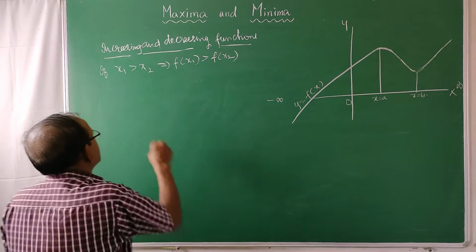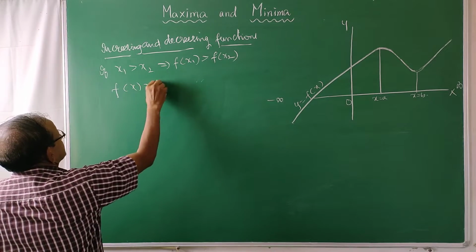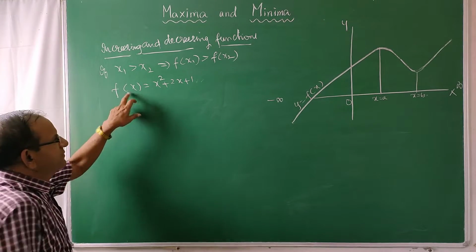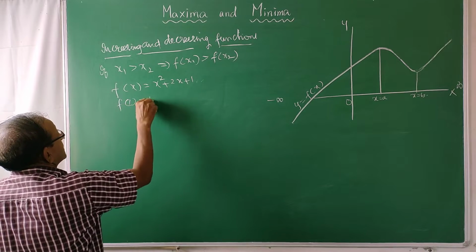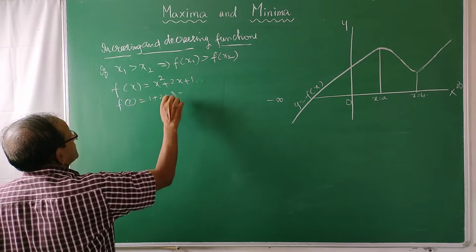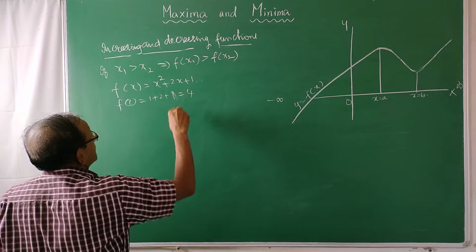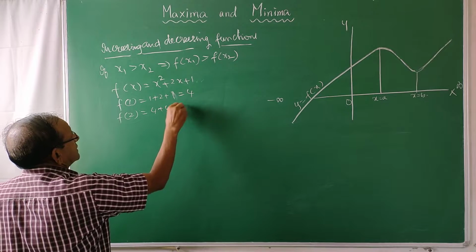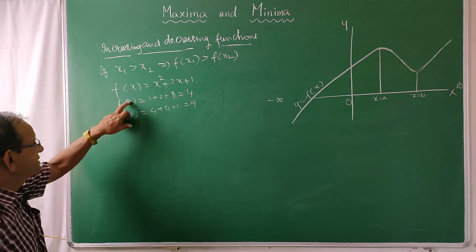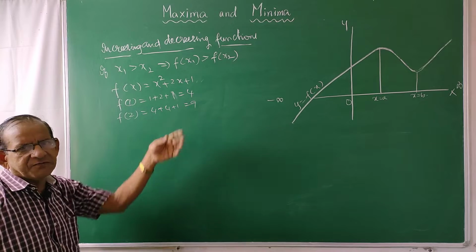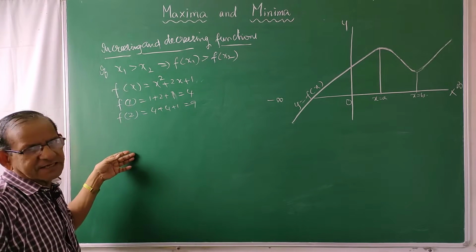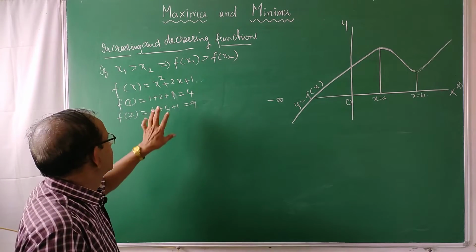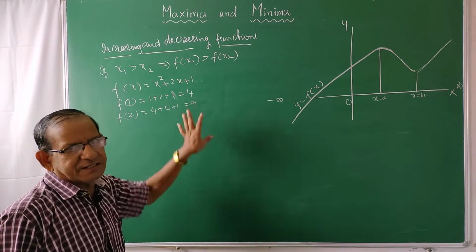Similarly, for example, f of x is x square plus 2x plus 1. Now, what is f of 1? 1 plus 2 plus 1, that is 4. What is f of 2? 4 plus 4 plus 1, that is 9. So, as x increases from 1 to 2, f(x) is increasing from 4 to 9. Like that, if you go on increasing x value, f(x) value will go on increasing in a certain interval. Then we say that in that interval this is an increasing function.